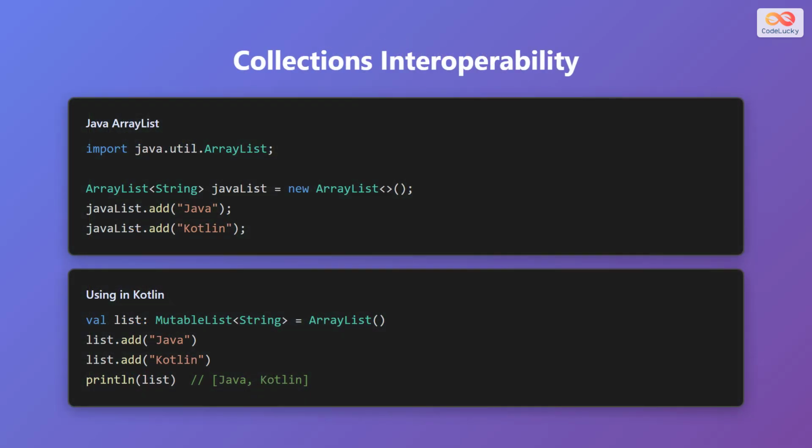Java and Kotlin collections work seamlessly together. Java collection classes like ArrayList, HashMap, and HashSet can be used directly in Kotlin. For example, if you create a Java ArrayList of strings, you can use it in Kotlin as a mutable list. In Kotlin, you can call methods like add to insert elements, just as you would with a native Kotlin collection. When you print the list, it displays the elements correctly. The beauty of this interoperability is that you can pass Java collections to Kotlin functions and vice versa without any conversion or wrapper code. This makes it easy to integrate Kotlin into existing Java projects that use standard Java collection classes.